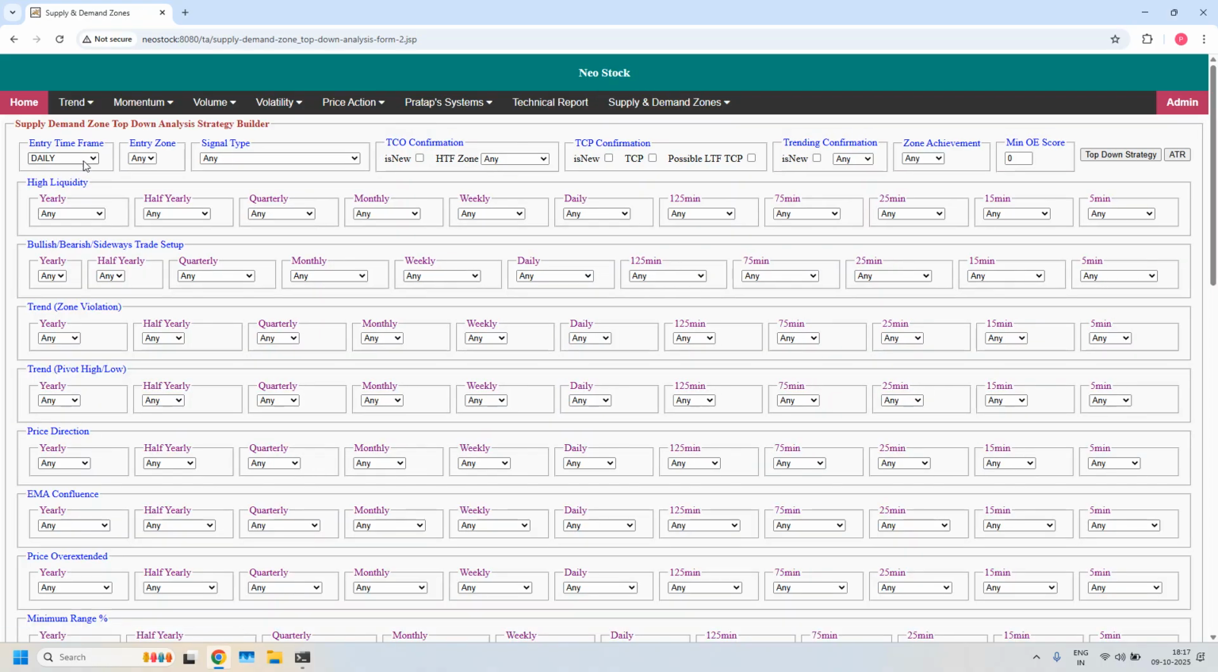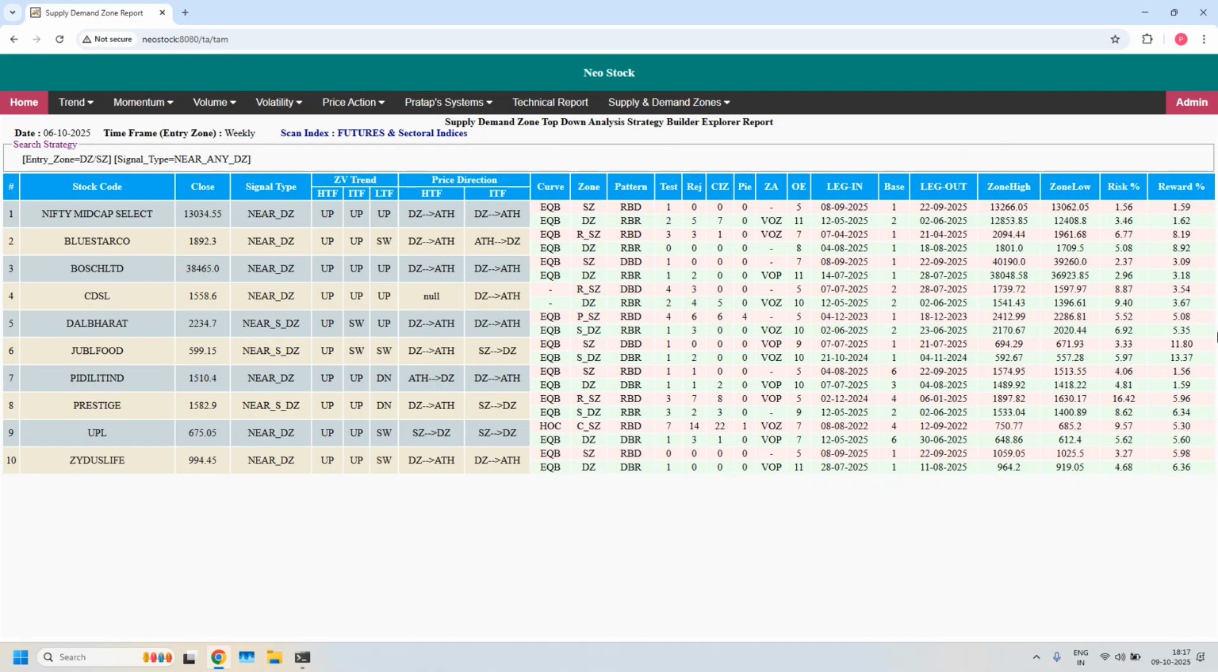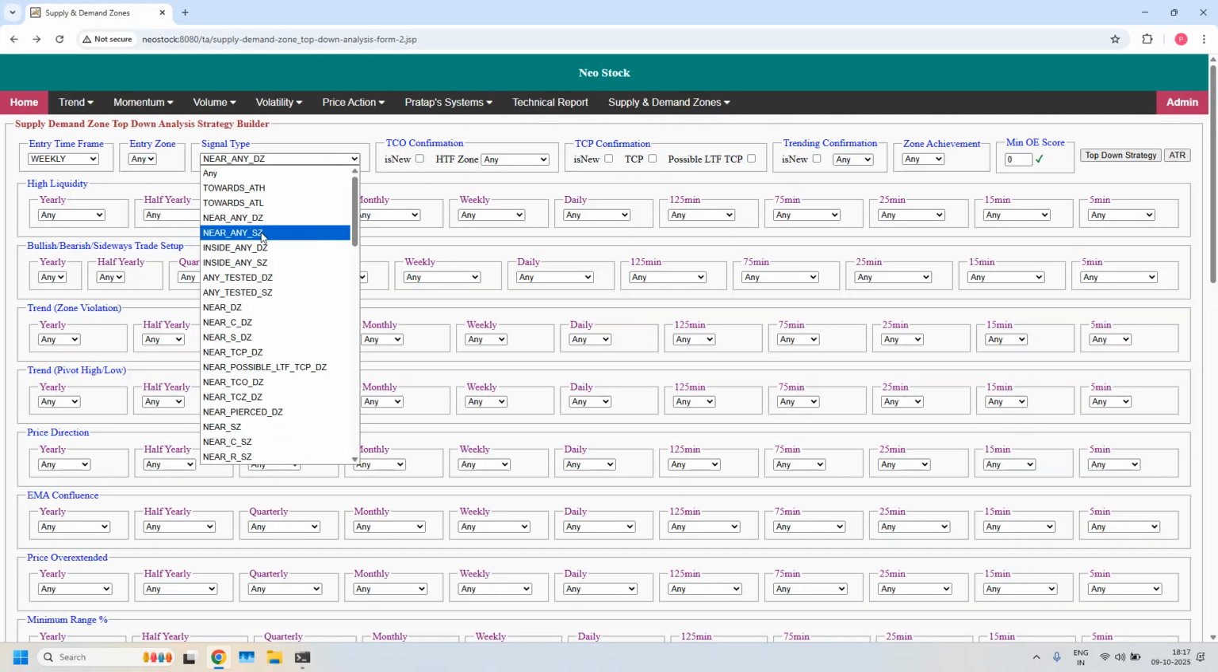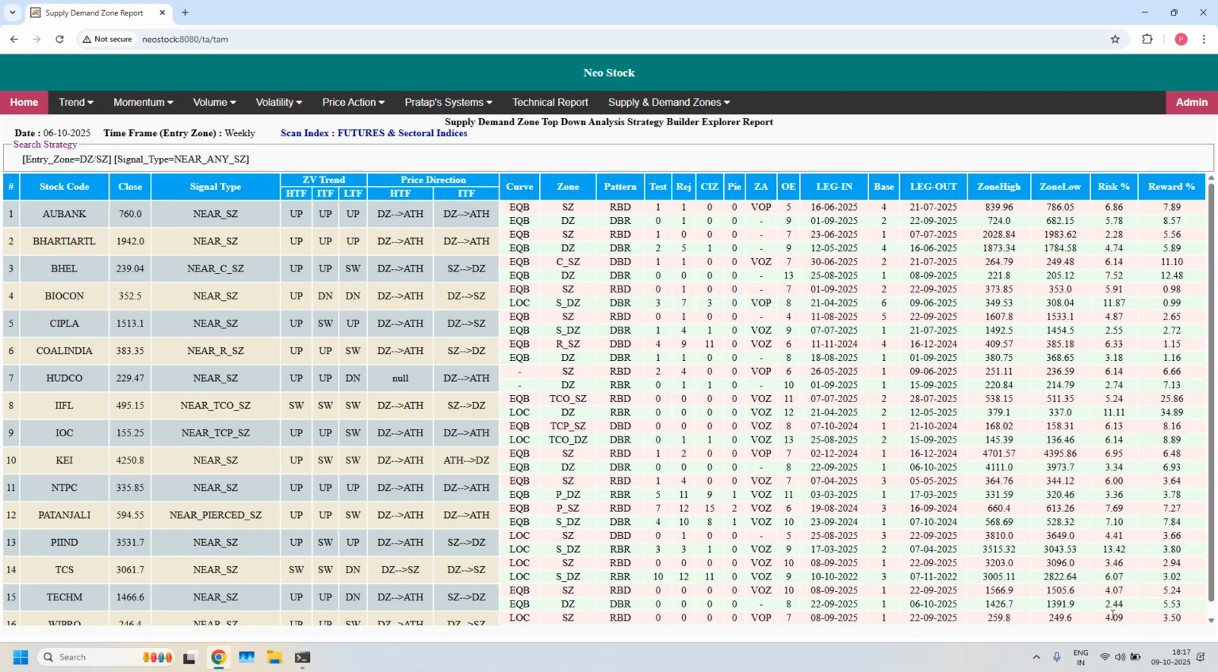Next time frame is weekly. Stocks near weekly demand zone, we got 10 stocks. Next, stocks near the weekly supply zone. We got 16 stocks, but first 15 in the list. Scrolling the list down.